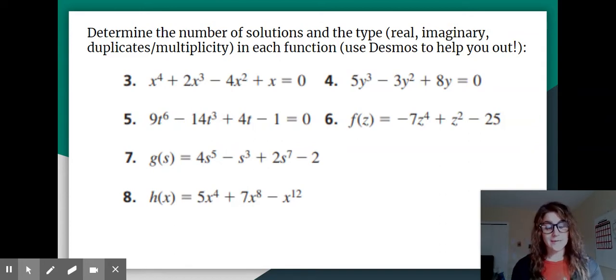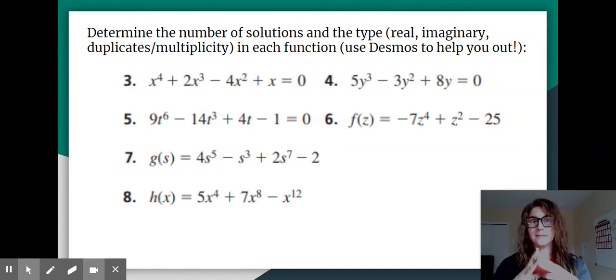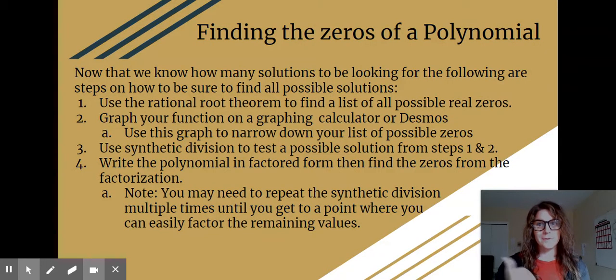So that's what we're going to take a look at to begin with: just deciding how many solutions I have and what types of solutions they are going to be. Then we're going to get into finding those solutions. So we're going to use the rational root theorem, again, to help us get started. If we can't factor it, then we're going to use the rational root theorem to come up with our possibilities. We're going to graph the function, get those real ones that we can see, and then use synthetic division to help us with solving it continually.